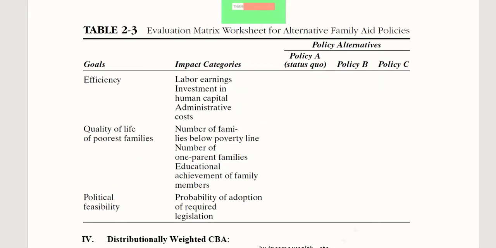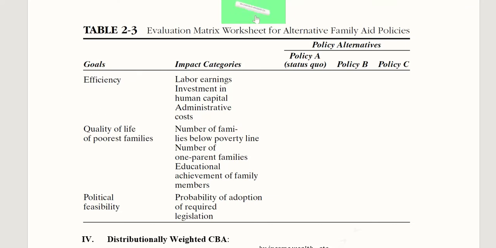If you look at these goals, the first one is efficiency, and within efficiency, the earnings of the labor matter. The human capital investment matters, and the administrative costs matter. So in this alternative family aid policies intervention, the earnings of the labor, the cost in the form of investment in the human capital, and the administrative costs are considered. So you can see the simple CBA analysis is evident in this goal, that is the goal of efficiency.